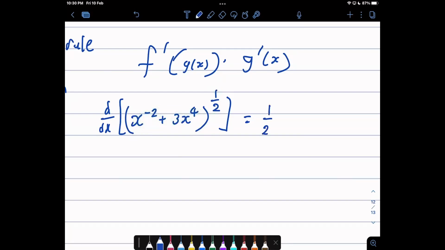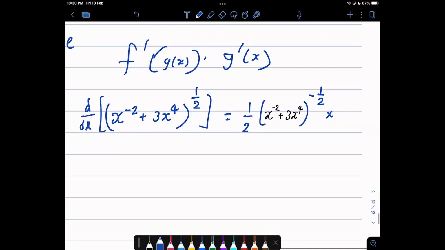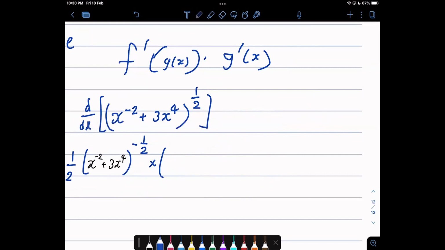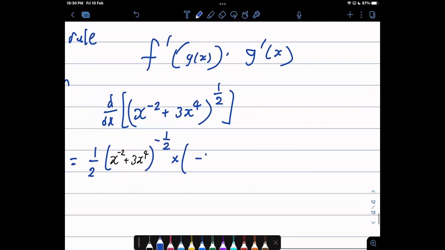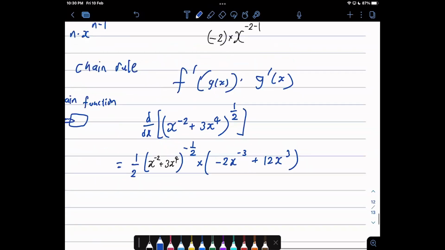Bring down the old power, copy the base, minus 1 to get the new power. Do it in your head, half minus 1, negative half. Copy the base, so whatever was in between the brackets, copy and paste. Then you multiply by the derivative of the inside, which is 2x minus 2x to the power of minus 3 plus 12x to the power of 3. Very good. Yes, that's chain rule.